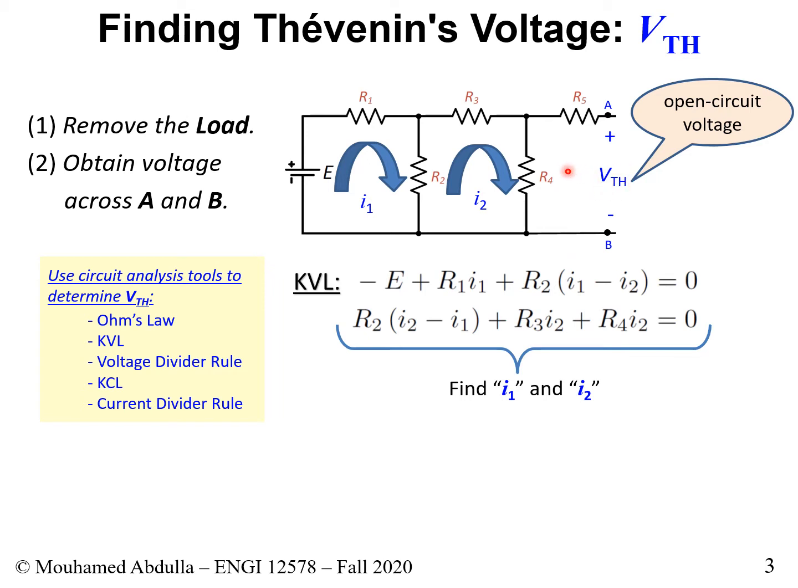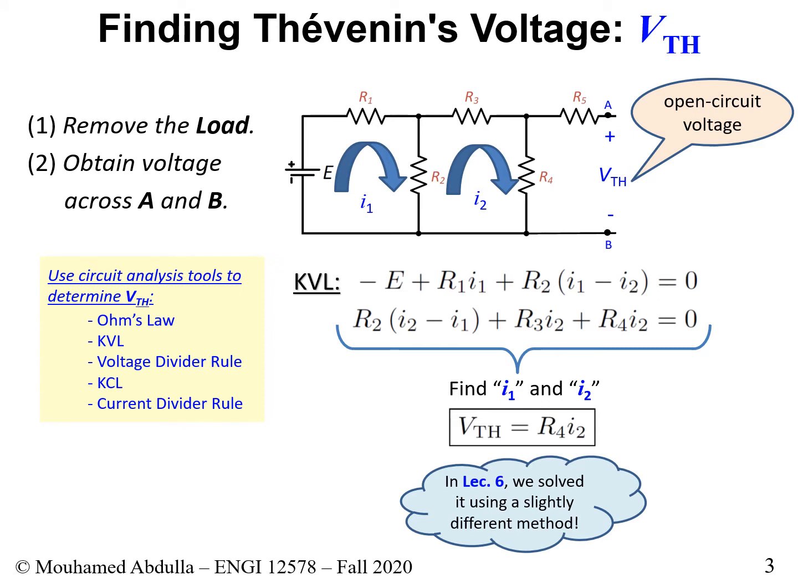The voltage VTH is simply this resistor times the current I2. So R4 times I2 gives us VTH. Don't forget that R5 is meaningless in this case. There's no current that flows into R5, and therefore this is the VTH that we obtain. In lecture number 6, we solved it using a slightly different method, but in a nutshell, this is the approach.